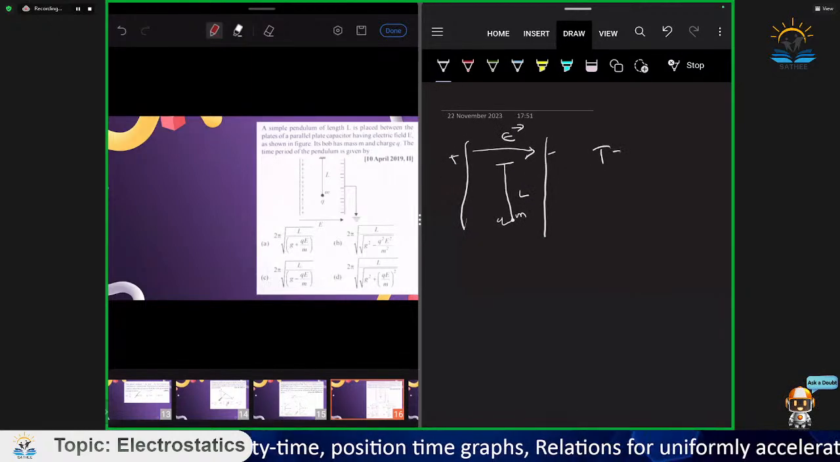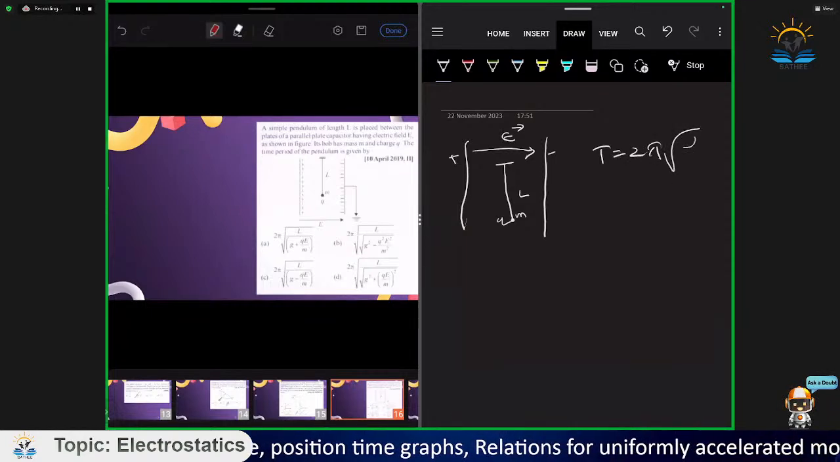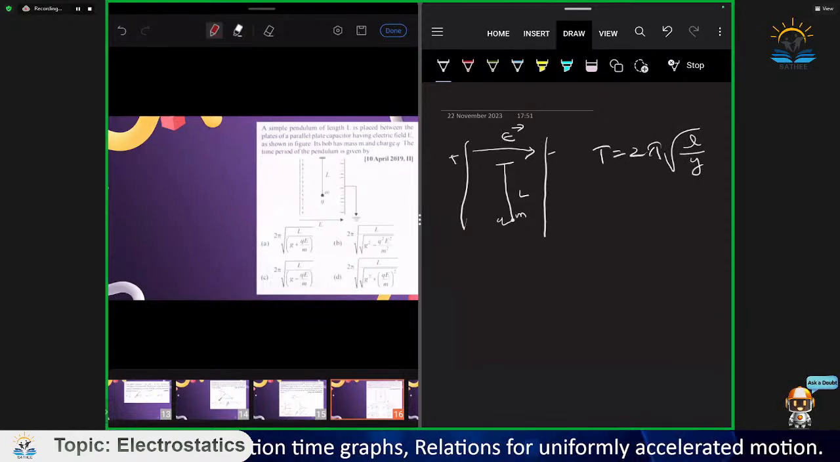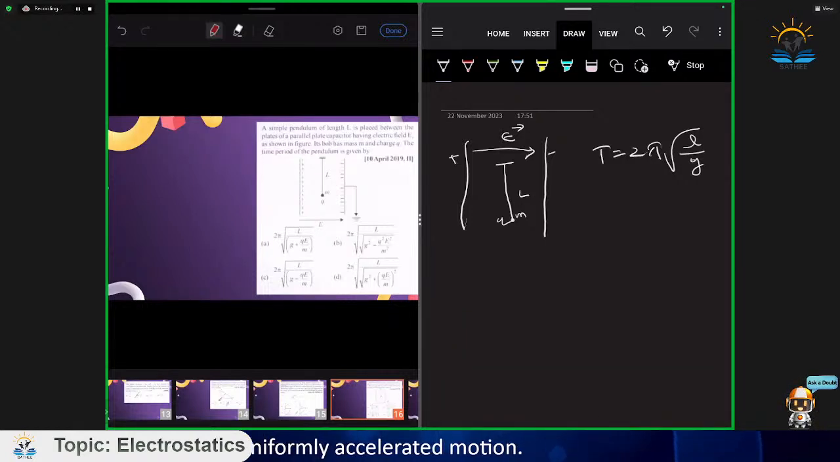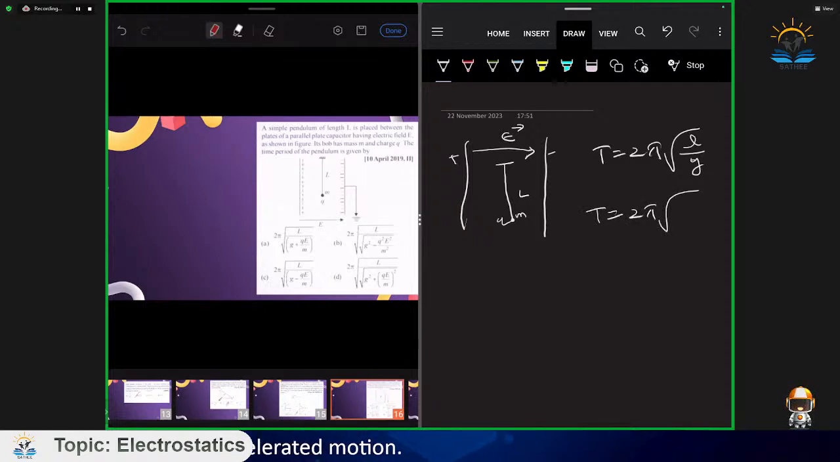See, time period of a pendulum is 2 pi root of L by g. From this equation, if only acceleration due to gravity exists, time period of the pendulum is equal to 2 pi into root of L by g. For other situations, we can write 2 pi into root of L by g effective. So here we just have to find out the g effective, as simple as that.